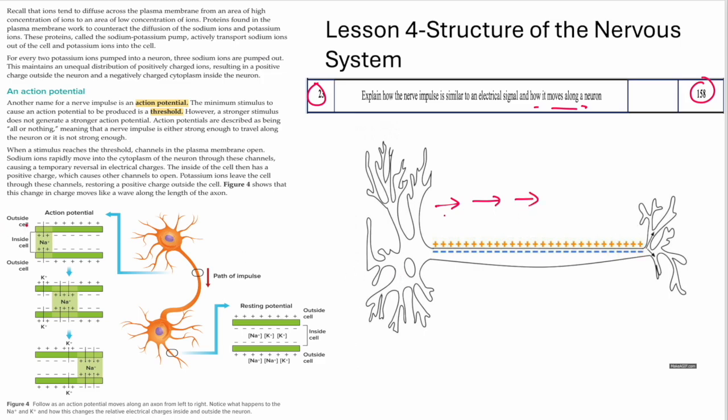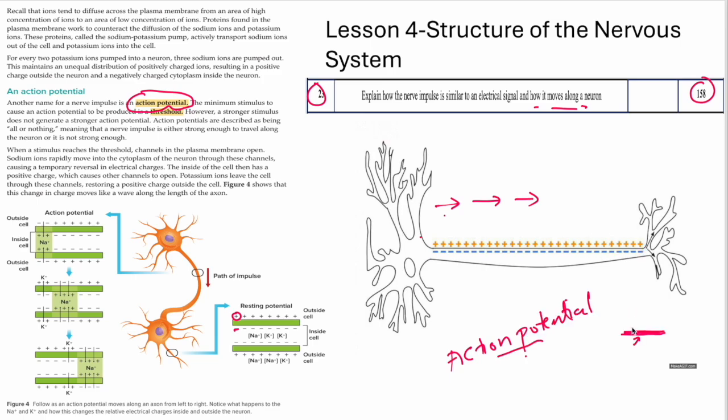And you can see that when the neuron is at rest, there will be positive charge outside and negative charge inside. The nerve impulse is called an action potential. If somebody touches you, it creates an action potential. Another name for nerve impulse is the action potential.